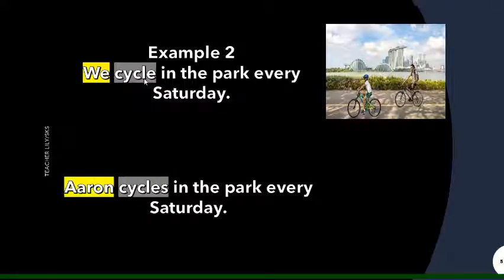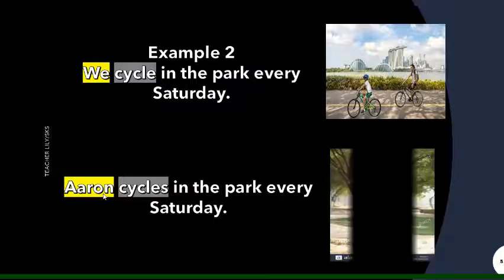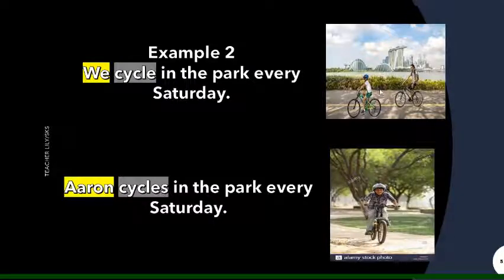Okay, look at the next one. Aaron. Aaron means only one. See? Here is 2 person. Here is only 1 person. Aaron cycles. You add S. Aaron cycles in the park every Saturday. Okay, can you see the differences? 2 person, no S. 1 person, you add S.